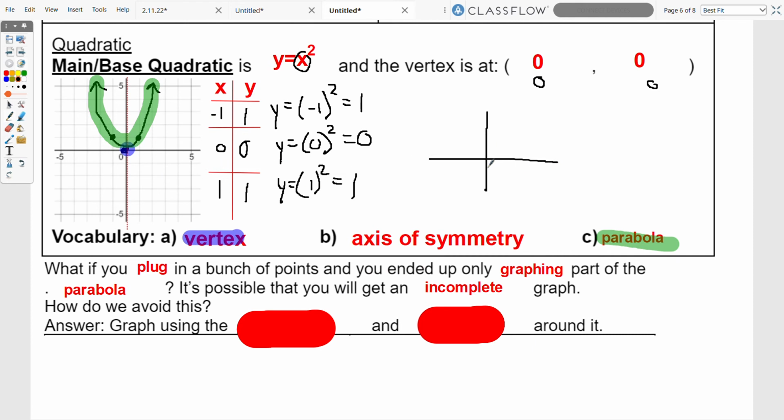Because that means your graph would have looked like this only. And this kind of looks like an exponential. It doesn't have both parts, so it's kind of incomplete, right? It doesn't really give us a good idea. And so we need a way to avoid this, right? So we actually get all parts of it.